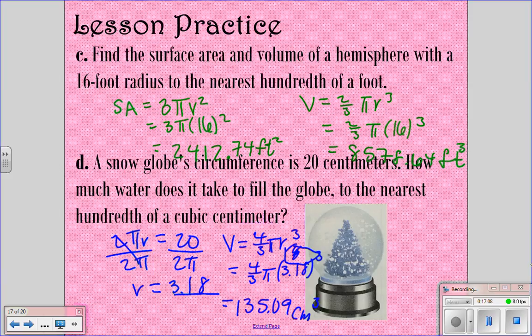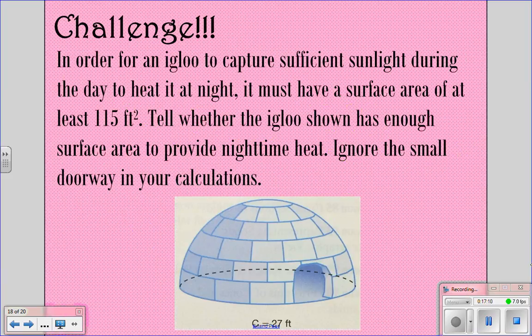All right, so let's look at the challenge question. In order for an igloo to capture sufficient sunlight during the day to heat at night, it has to have a surface area of at least 115 feet squared. It wants us to tell whether the igloo shown has enough surface area to provide nighttime heat. And it says to ignore the doorway in our calculation. So we're going to assume that the doorway isn't there, that it's just ice.